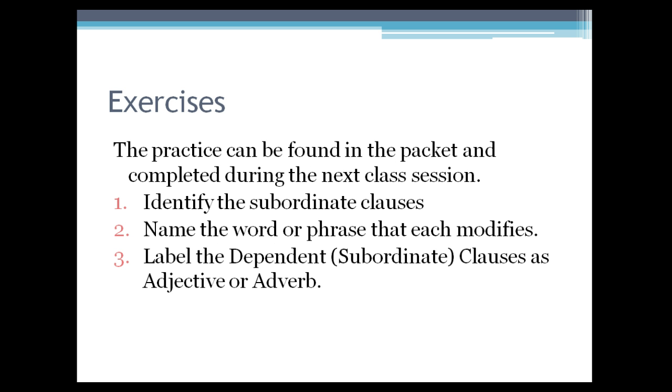When you do this practice, make sure to identify the subordinate clauses. Name the word or phrase that each modifies. If you aren't sure, then identify which W it modifies, a who or what, where, when, why, or how. Then label these dependent or subordinate clauses as adjective or adverb, or noun clause, if you've already found that too. Good hunting.